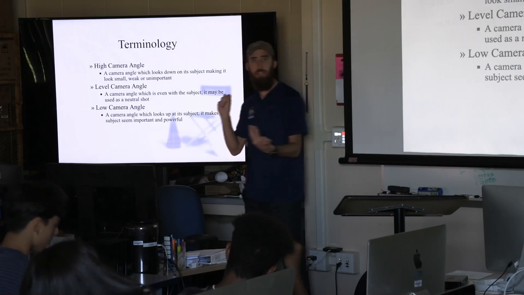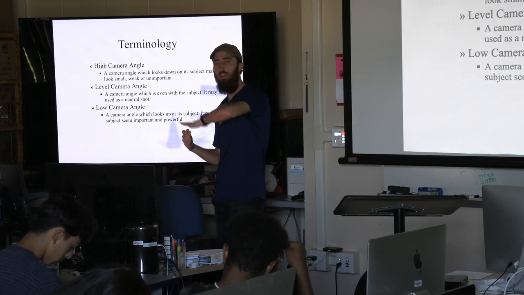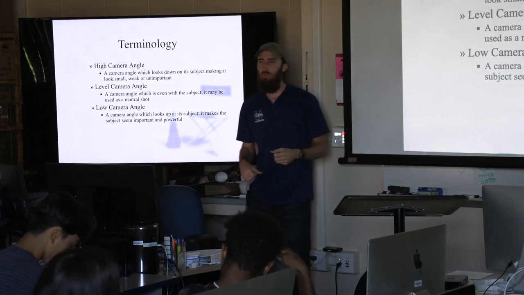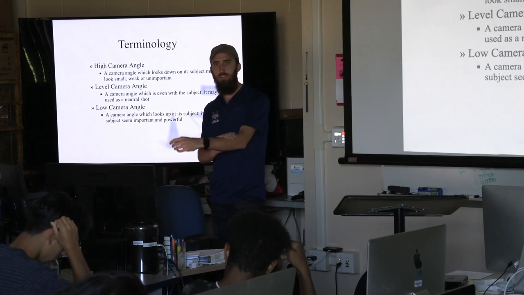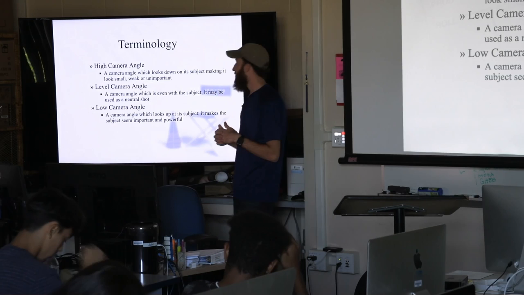If they really, really wanted to. Our society would look down harshly on them, but technically they could do it. Why? Because it's easy for snatching. Which, by the way, there are some species of animals, man, they're crazy with how they go after others' offspring. But anyways, that's what the high camera angle does. It looks down, makes the subject look small, weak, or unimportant.